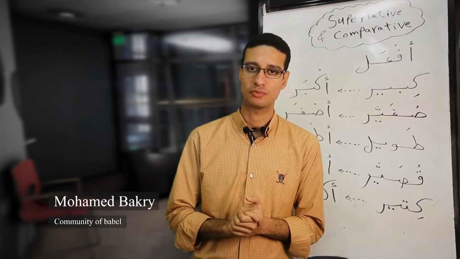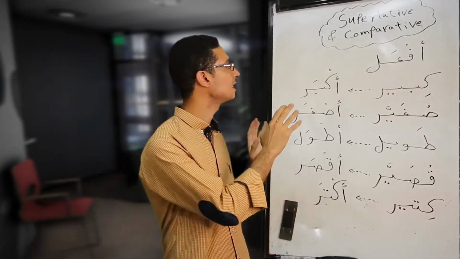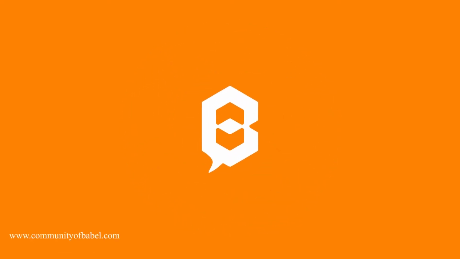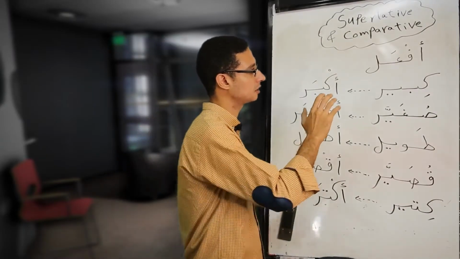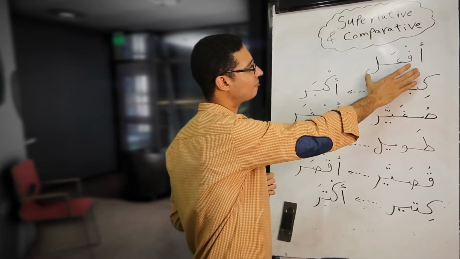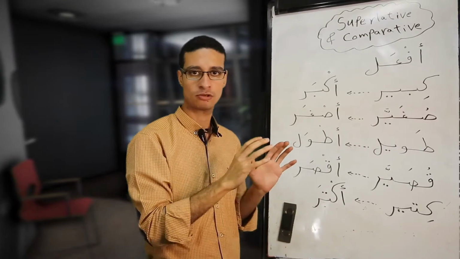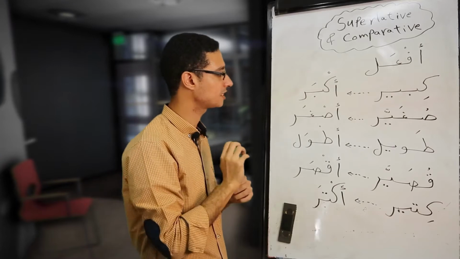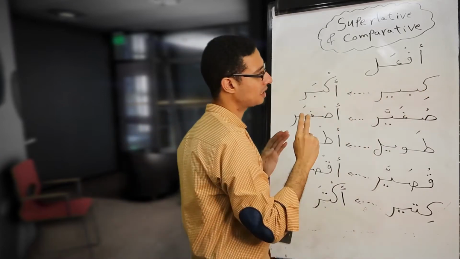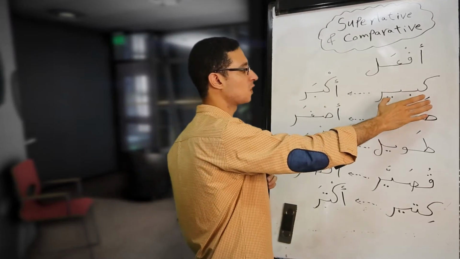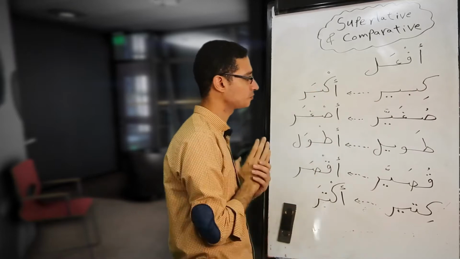This is Muhammad Bakri from Community of Babel, and today we are going to study superlative and comparative in the Egyptian dialect. For most adjectives, we use the pattern or the form أفعل for the superlative and the comparative. For example, كبير has two meanings, big or old in age. So كبير, أكبر.